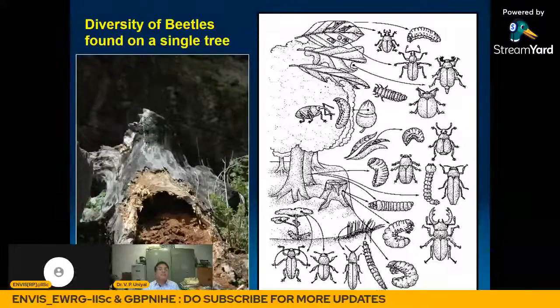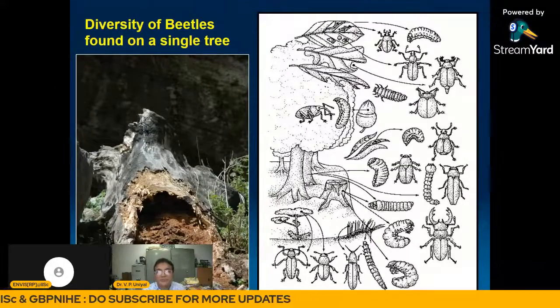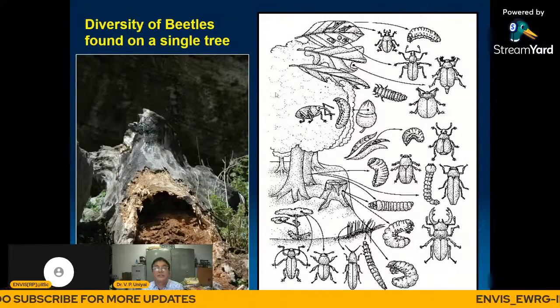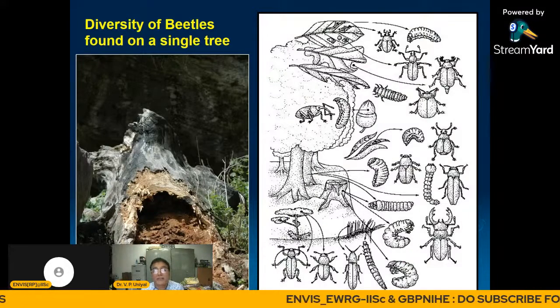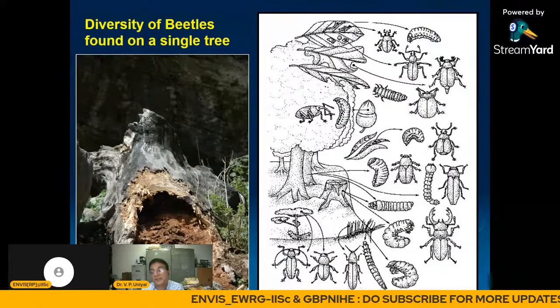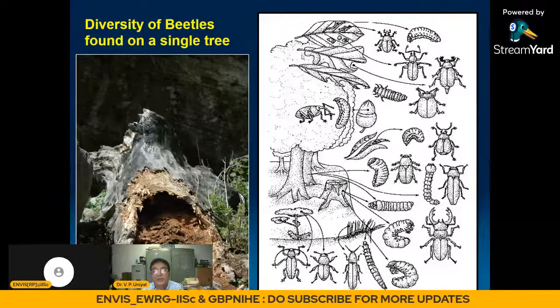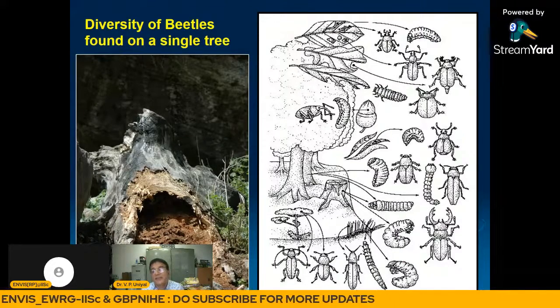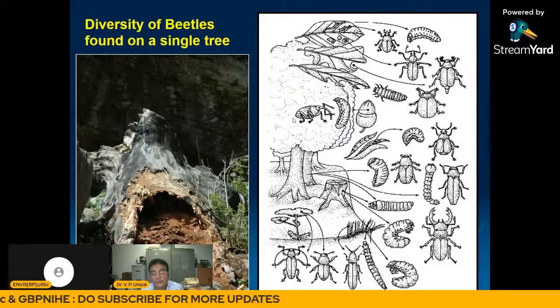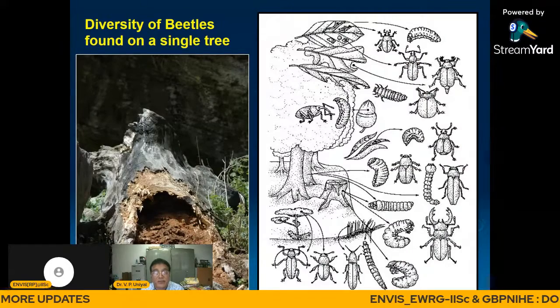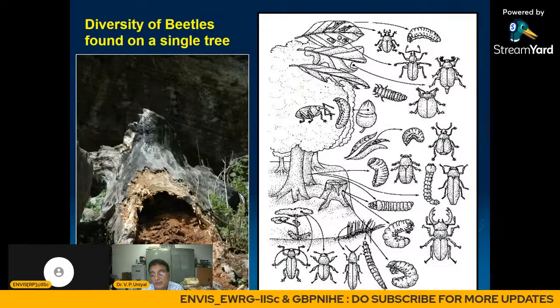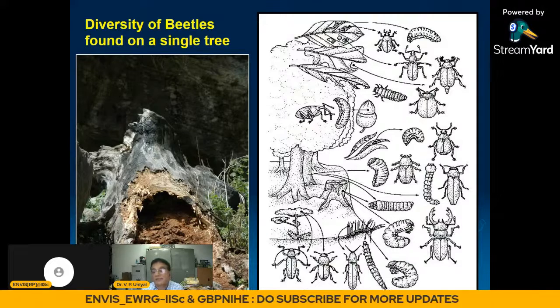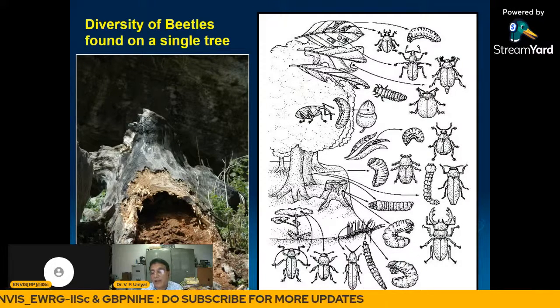You can see the diversity of beetles found in a single tree. Any tree, whether it's a teak tree or Shorea robusta, has a life of roughly 200 to 300 years. Within 200 to 300 years, varieties of insects feed on this tree. If you remove the bark of the tree, you will see small beetles of the Scolytidae family making tunnels on the bark. Then varieties of insects will come, feed and spend their life cycle.